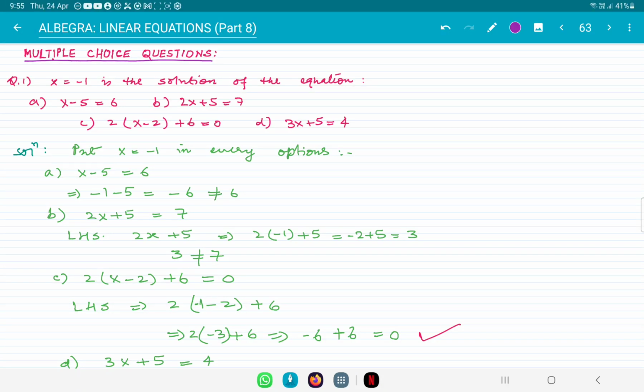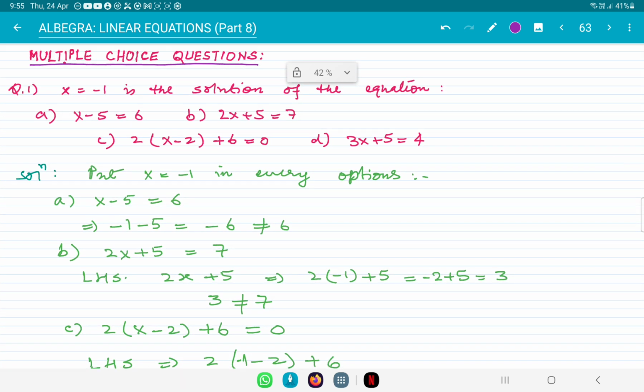This is another video on linear equations, which is a part of algebra, and in this video we will do some multiple choice questions based on linear equations. Okay, so in question number 1 I am using purple pen. In question number 1 they are saying x equals -1 is the solution of the following equation.